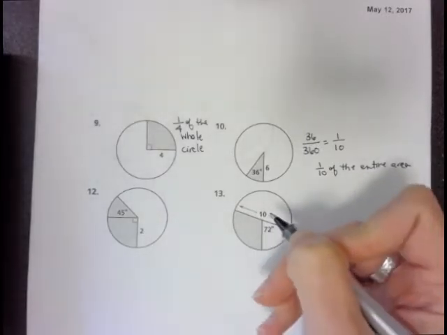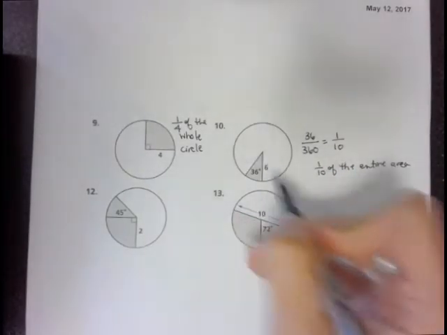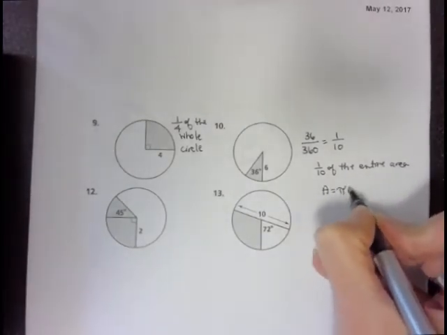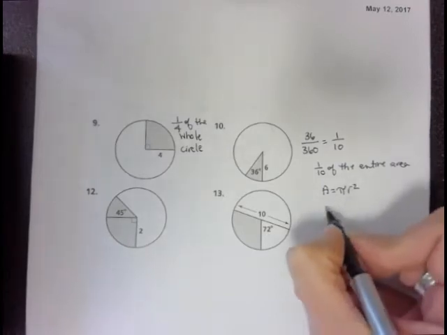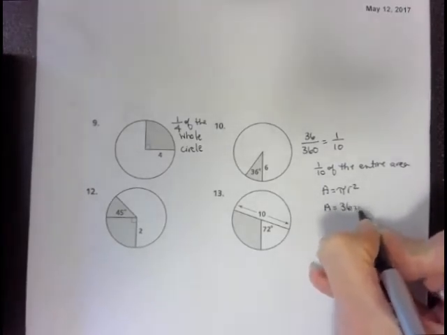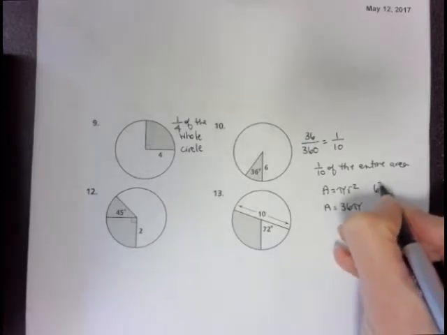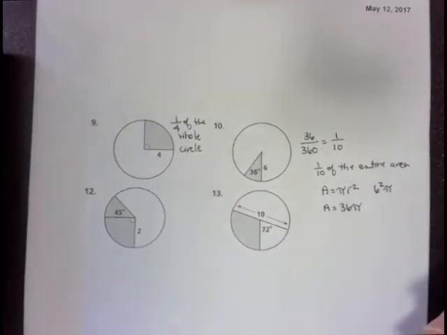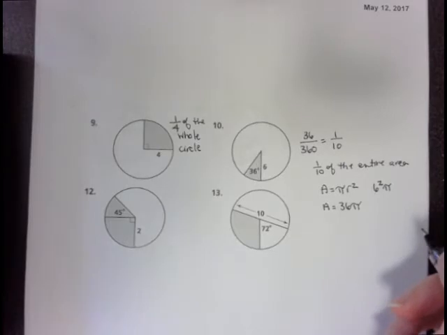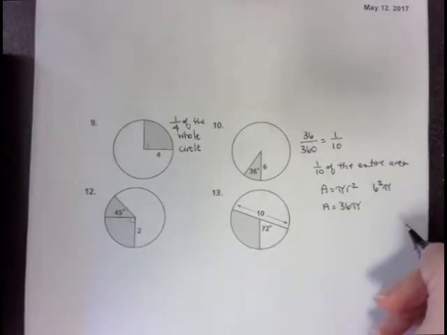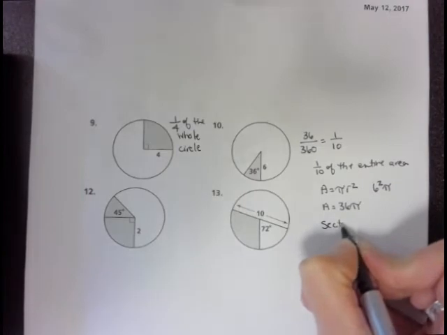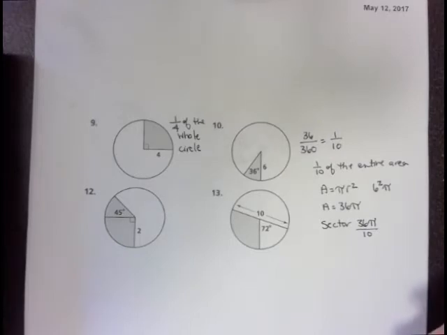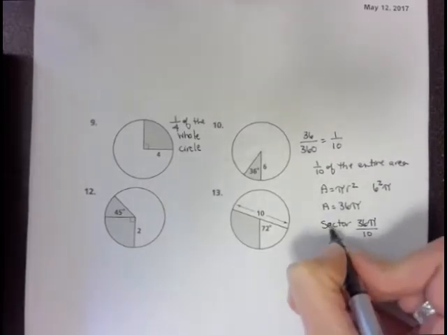So if I have that, I have to find the area of the entire circle. The area of the entire circle, again, I'm just going to rewrite it, is pi r squared. We have to remember that. So the area of this whole circle is going to be 36 pi. Why? Because if the radius is 6, it's 6 squared pi. So the area of this entire thing is 36 pi. And if I want to leave this in terms of pi, I can. So the sector is going to be 36 pi divided by 10. And I can reduce this fraction.